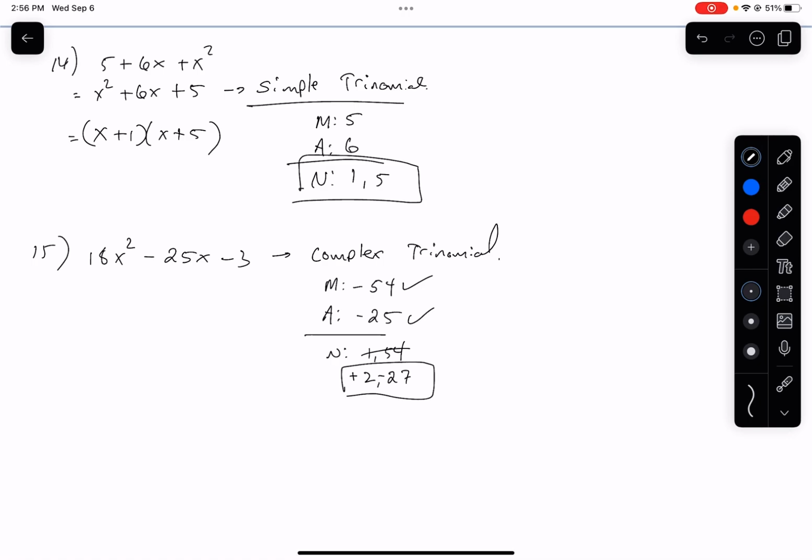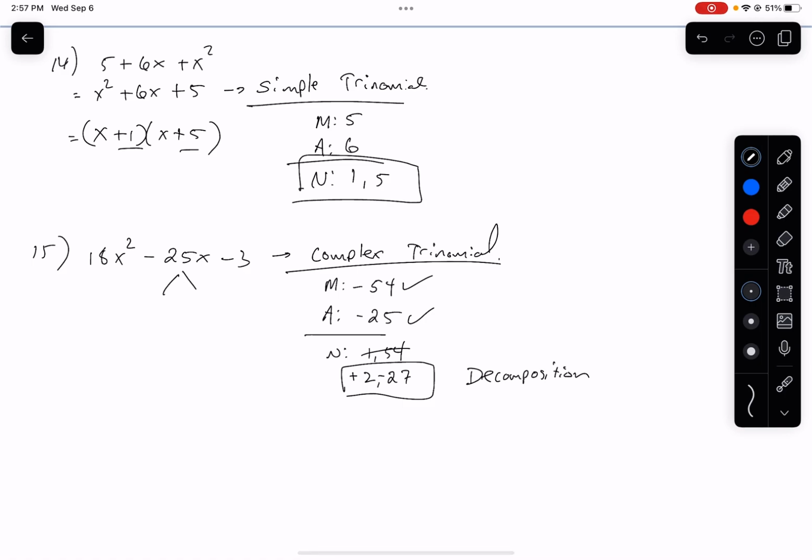Now, nice having question 14 and 15 back to back like this because you can see very clearly the difference between what a simple trinomial is and what a complex trinomial is, and the processes that we need to use in each of these instances. Okay, so we like simple trinomials because as soon as we find those factors, we can just put the 2 factors after the variable and move on. With complex trinomials, they're called complex for a reason. We cannot do that. We need to use a process called decomposition.